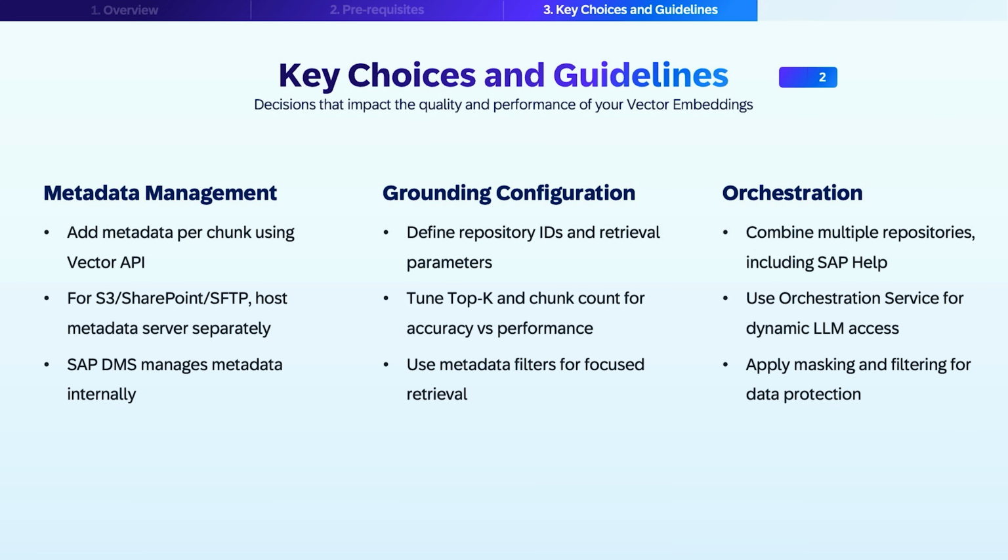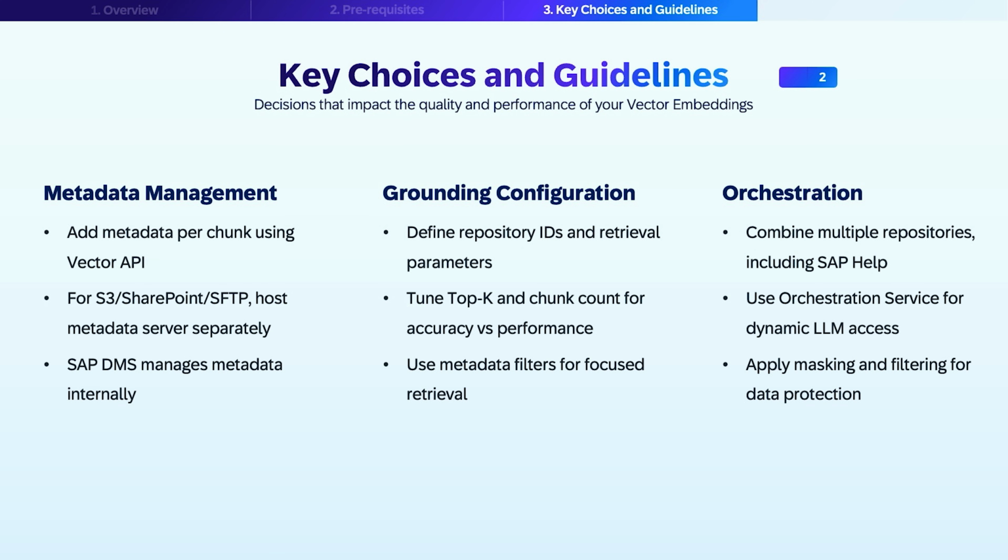Metadata management, grounding, configuration, and orchestration. Starting with metadata management, when you use the Vector API, metadata can be attached directly to each chunk during ingestion. This metadata, such as document title or category, helps improve retrieval precision for S3, SharePoint, or secure FTP. A metadata server must be hosted separately to maintain a mapping between document paths and their metadata entries. If you're using SAP Document Management Service, or DMS, this setup isn't needed. DMS handles metadata internally.